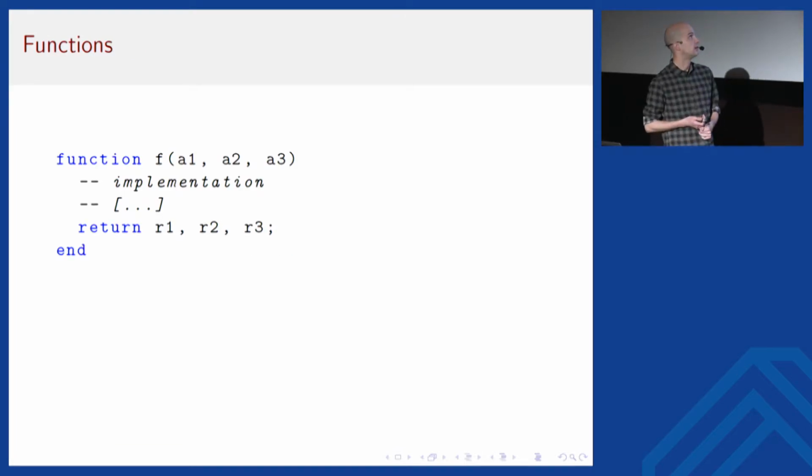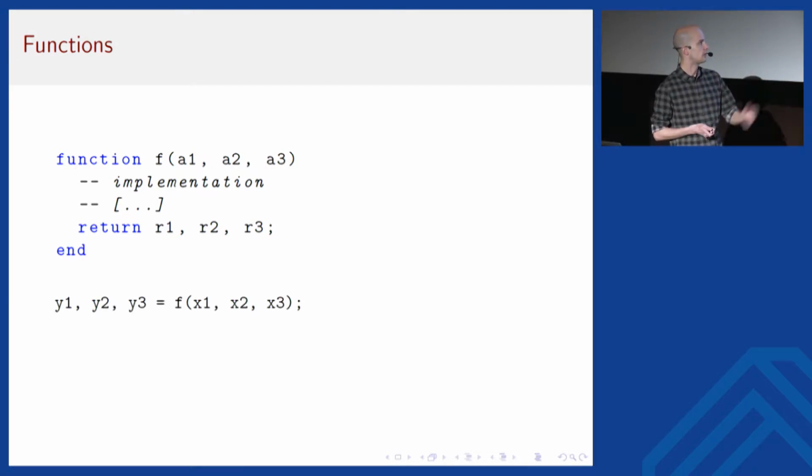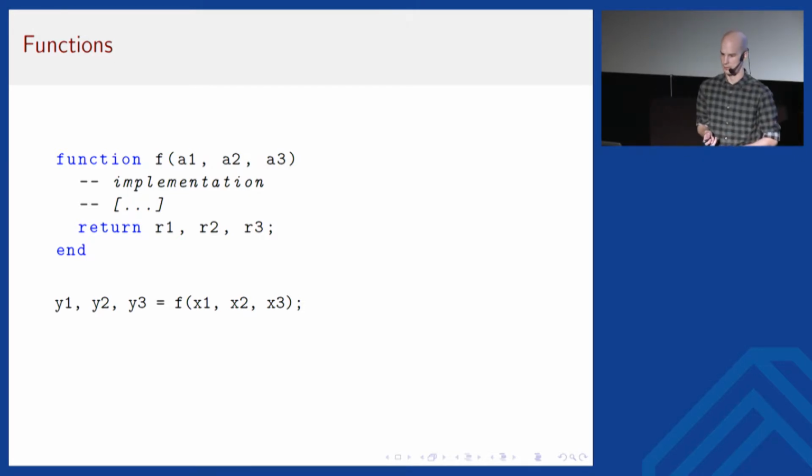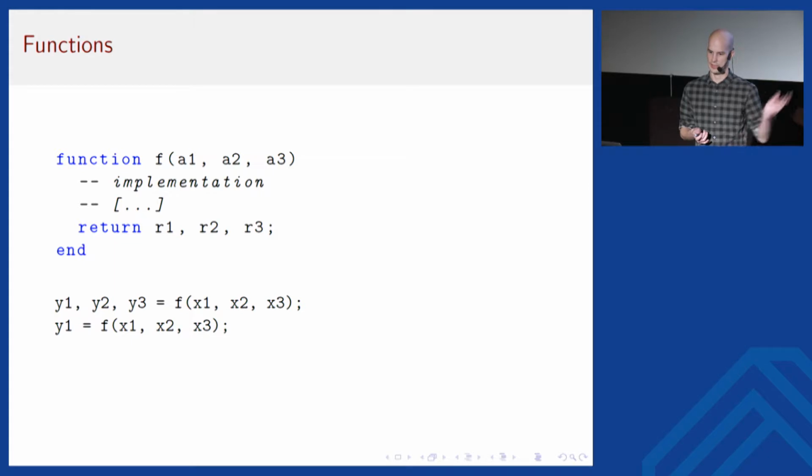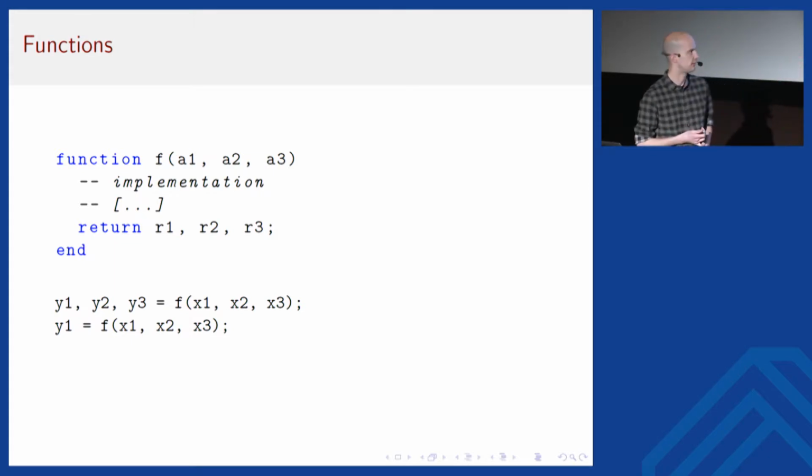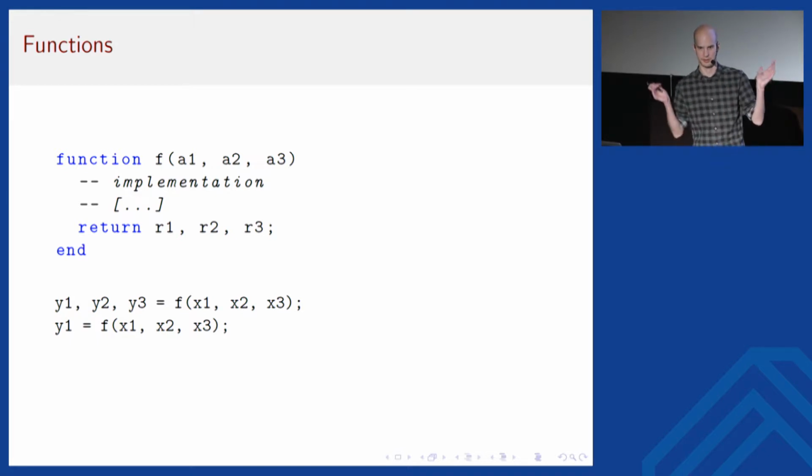So this is a function in Lua. As you notice, we can have multiple arguments and we can have multiple return values for functions. We usually invoke a function like this, but Lua is actually, like most scripting languages, not very strict on its syntax. So, for example, I can just specify less return values and then it will still work. It will just discard the additional return values.